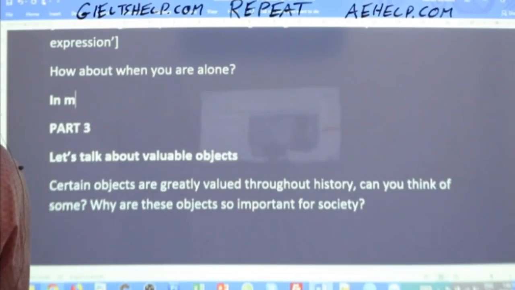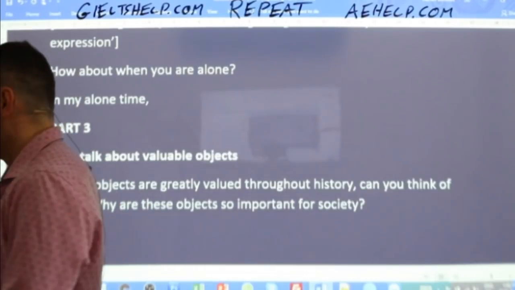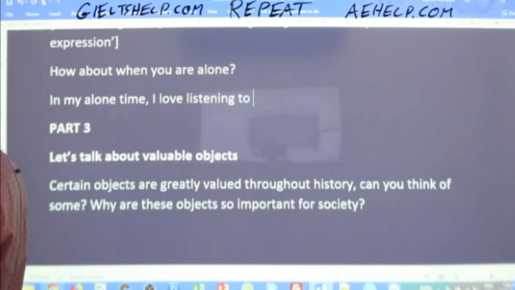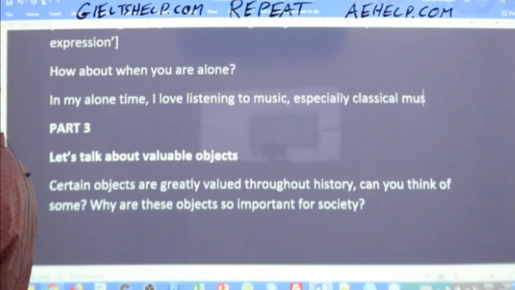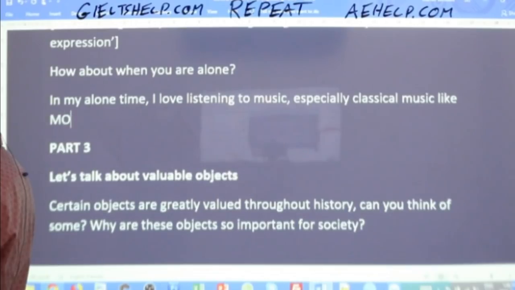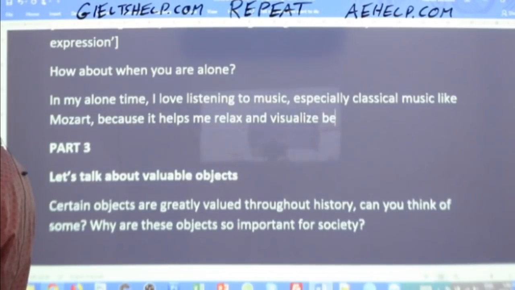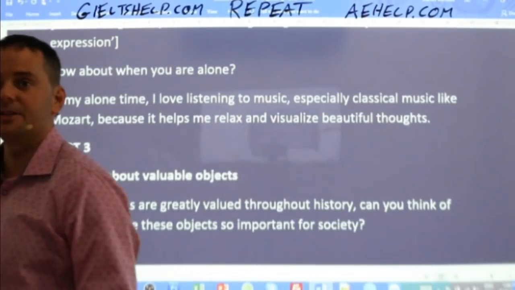Okay, so in my alone time, it's a nice expression, by the way, Abhi, in my alone time, I love listening to music, especially classical music like Mozart, because it helps me relax and visualize beautiful thoughts. Okay, that's great. It's a nice answer.